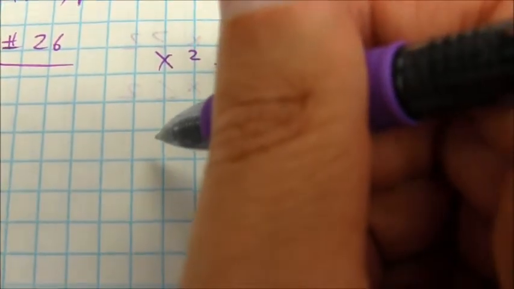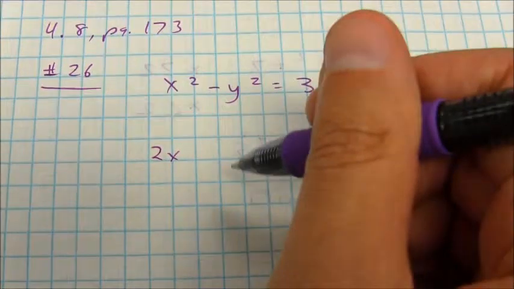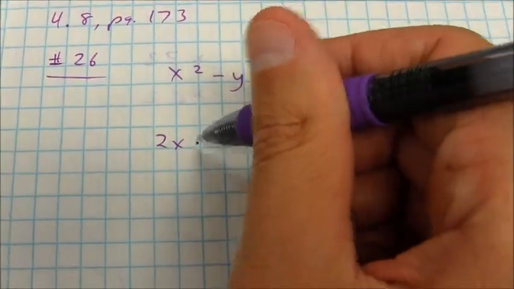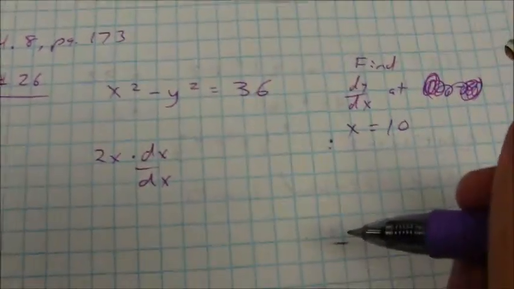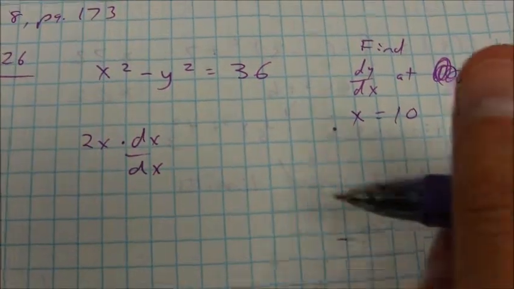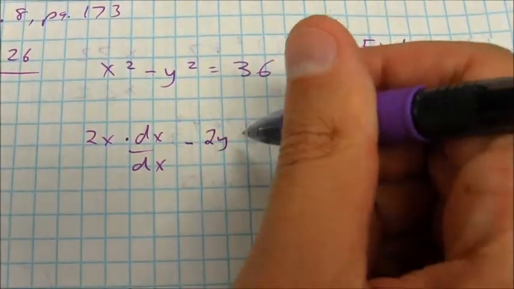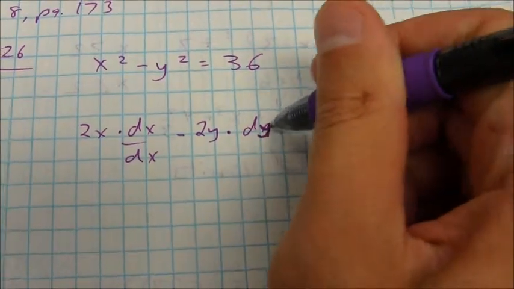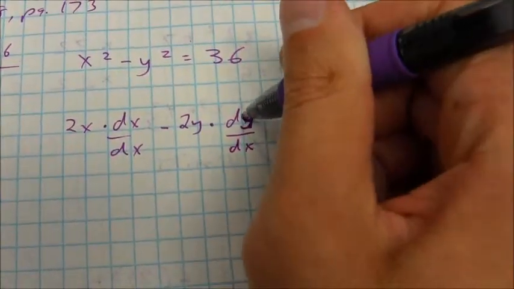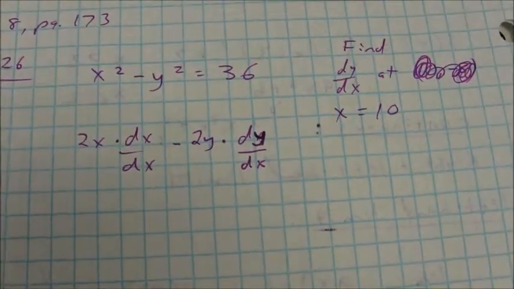So my derivative here is going to be the derivative of x squared, which, following the power rule, is 2x times the derivative of the inside function with respect to x, and that's going to be dx/dx. Yes, that's equal to 1, but I think it never hurts to leave that in there. The derivative of y squared with respect to x is going to be 2y times the derivative of the inside function, which is dy/dx. So that is the derivative of y with respect to x, and that does not cancel out to 1.